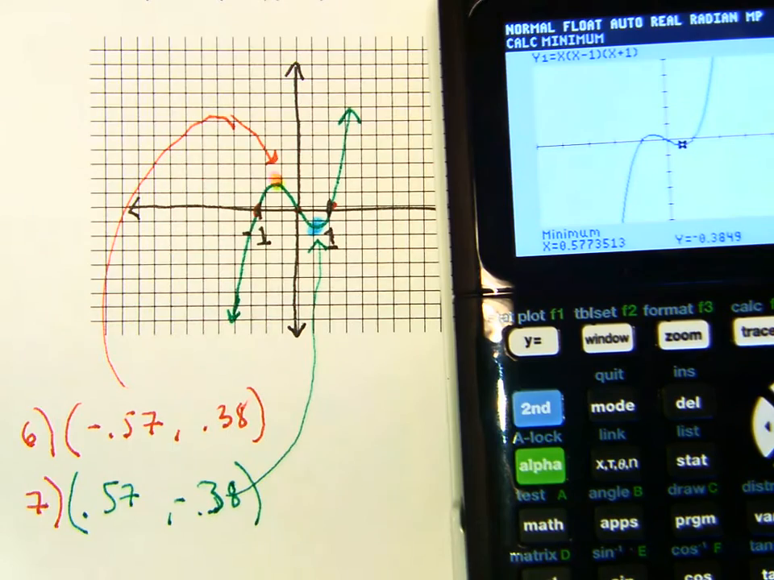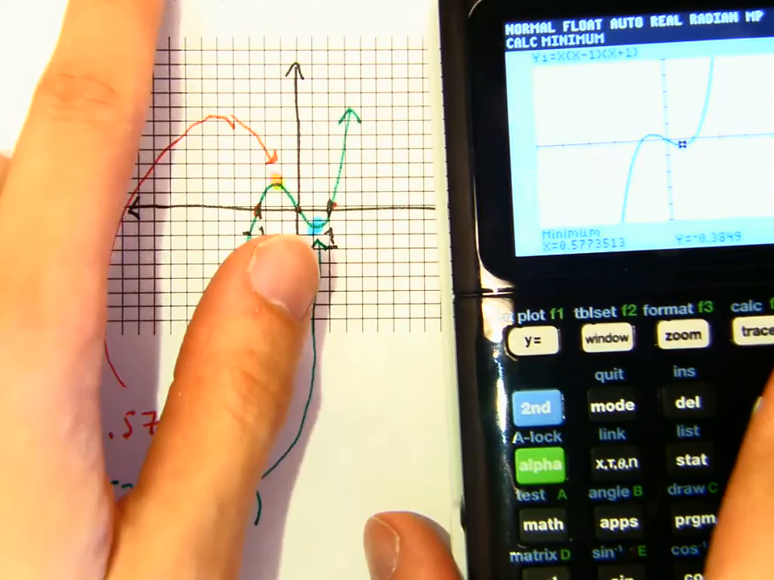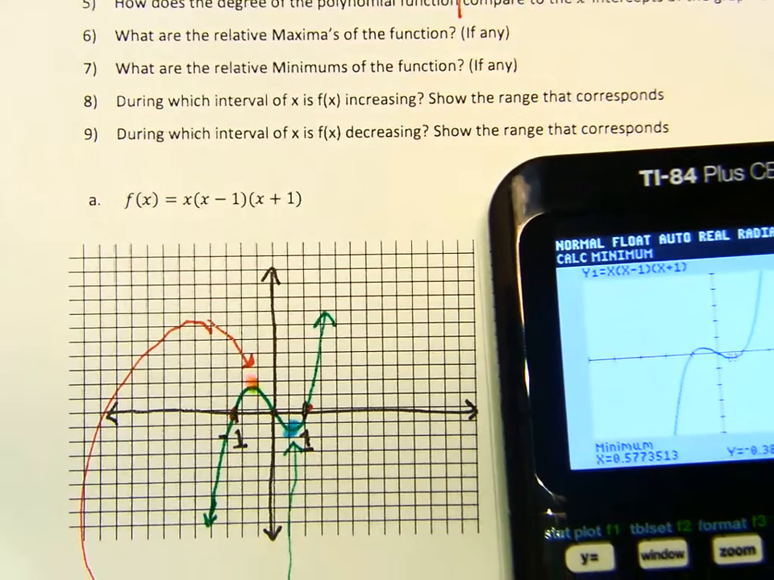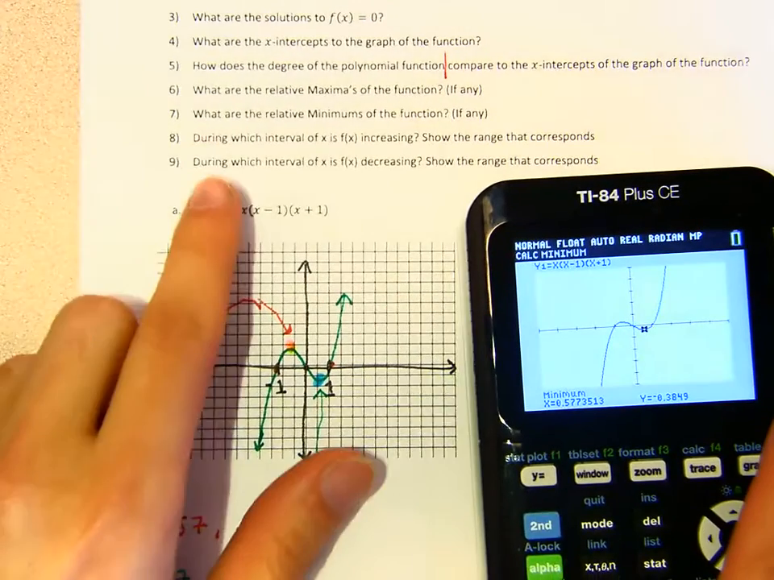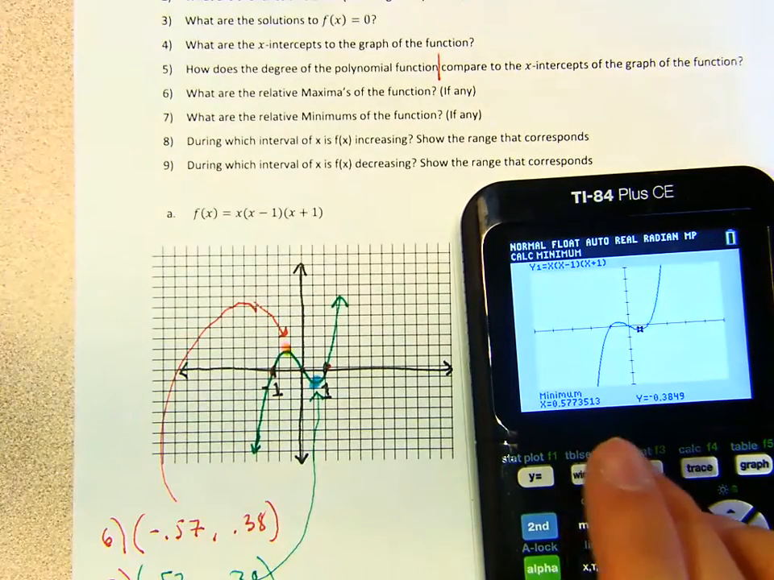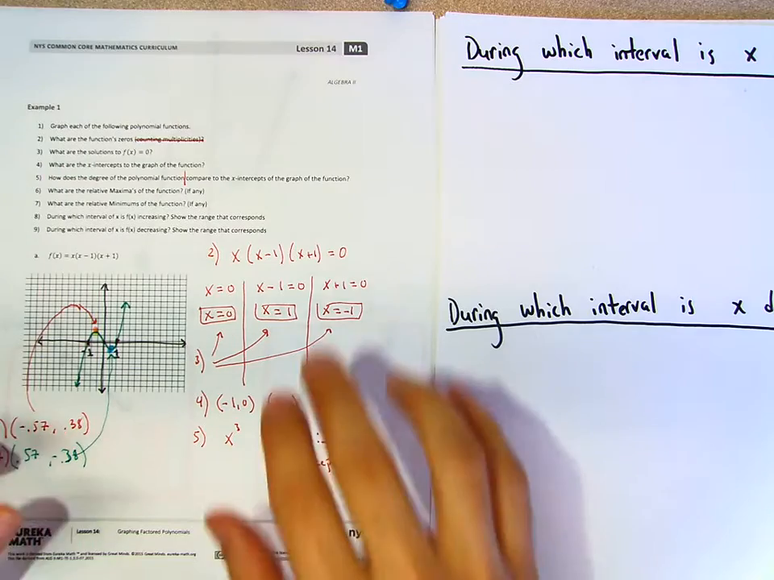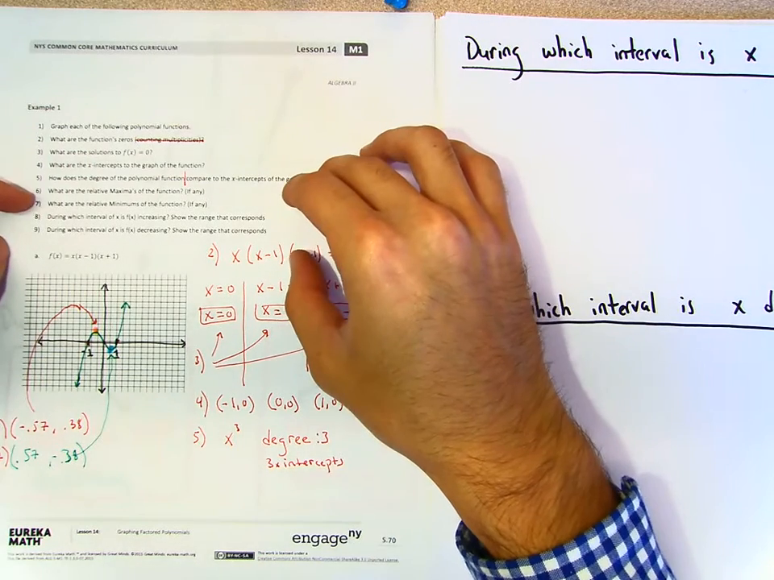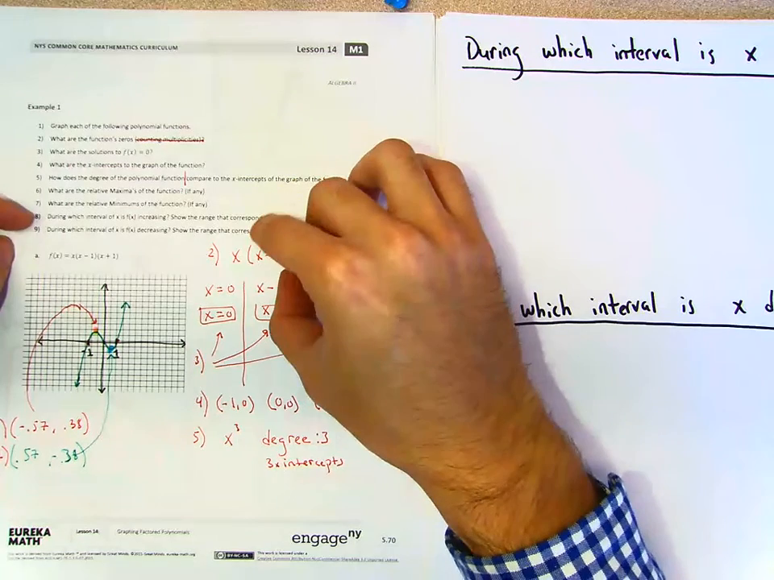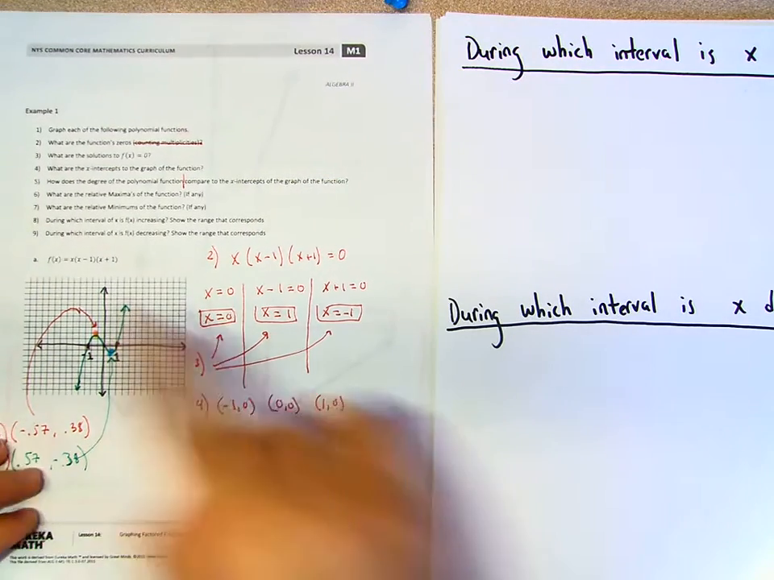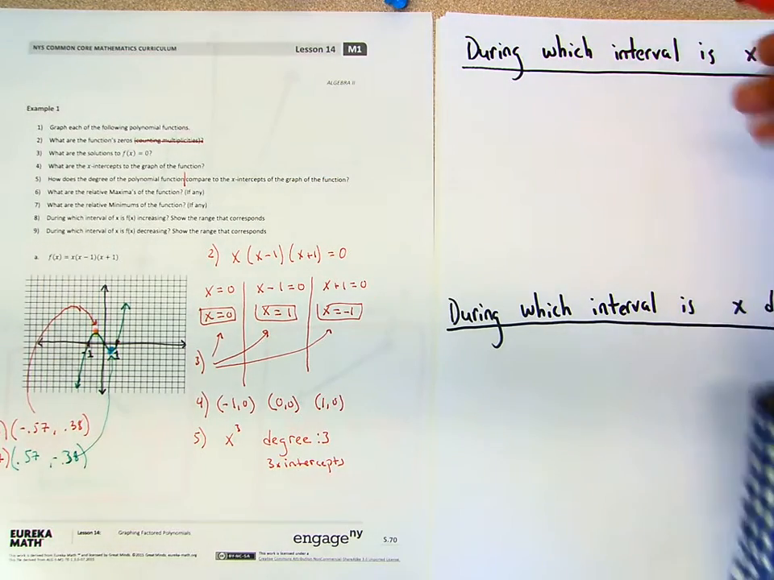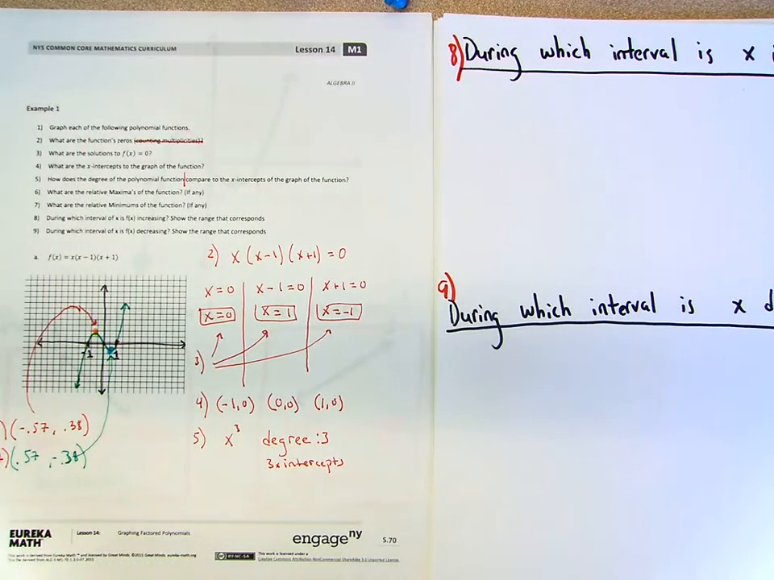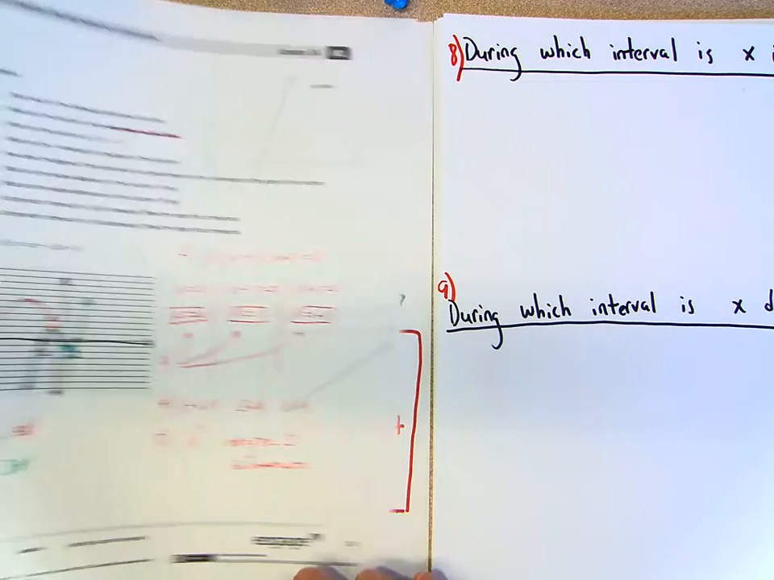Now, this part, 8 and 9, will take a little bit of work. So I'm going to pause the video real quick and show 8 and 9 on another piece of paper. Seemed okay. 8 and 9 will be the very difficult part. It's saying for 8, which interval is x increasing, and for 9, when is x decreasing?